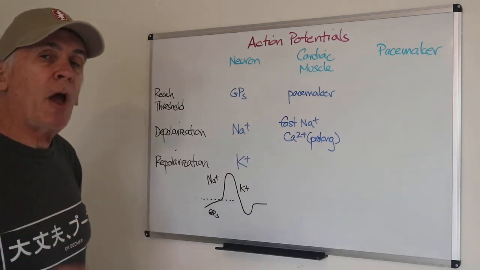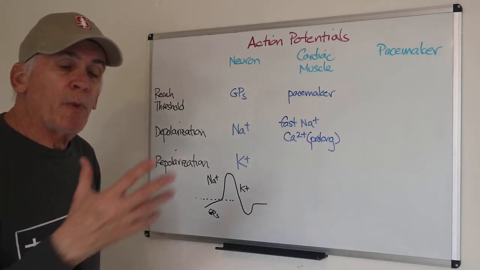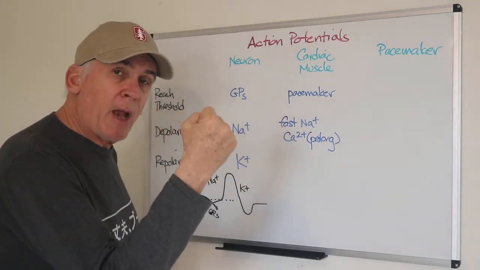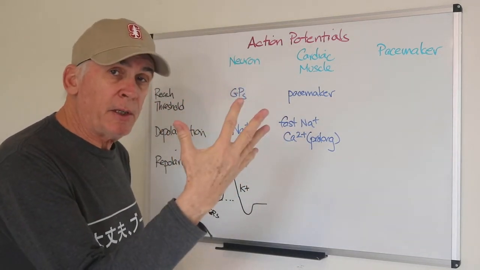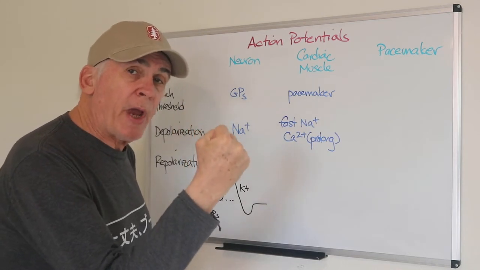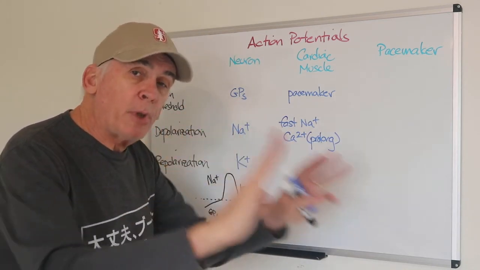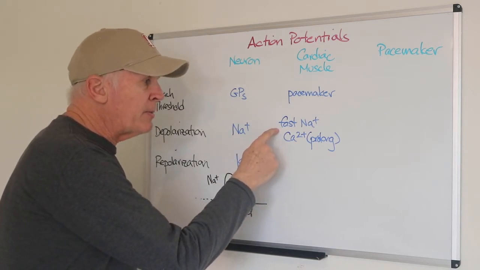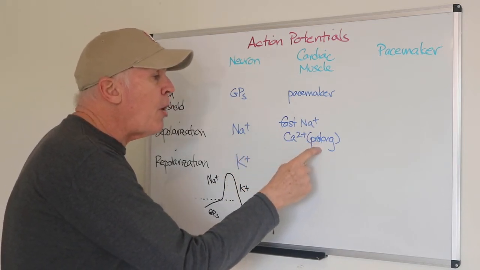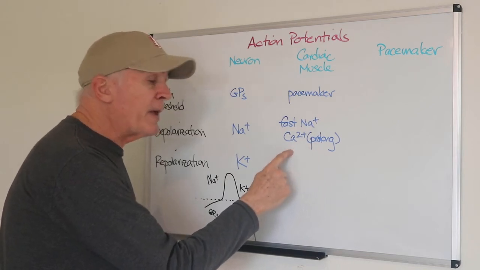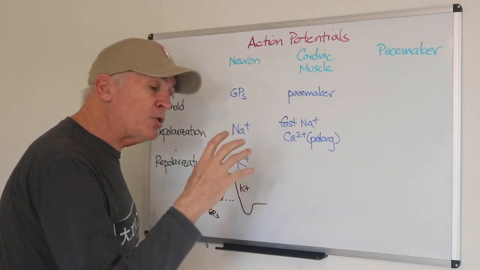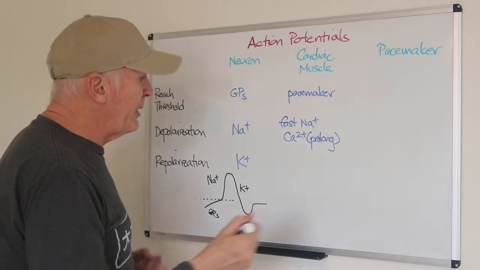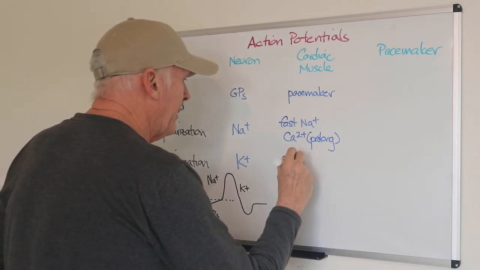Because the heart's job is to pump blood out. So once we depolarize, we want the heart muscle to contract, but we don't want it to relax again immediately. We want it to stay contracted so that it can pump blood out. So we initially depolarize it with the sodium channels, and then we prolong the depolarization with the calcium channels, and that ensures that we pump blood out, all right? And then what brings us back to normal is potassium again.